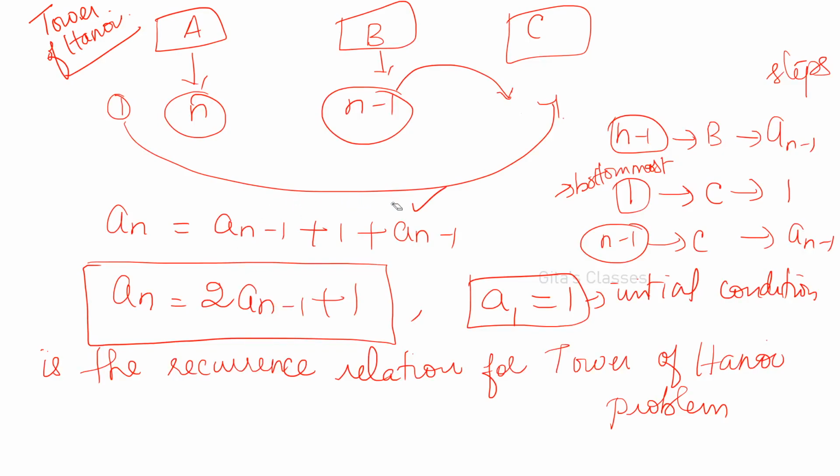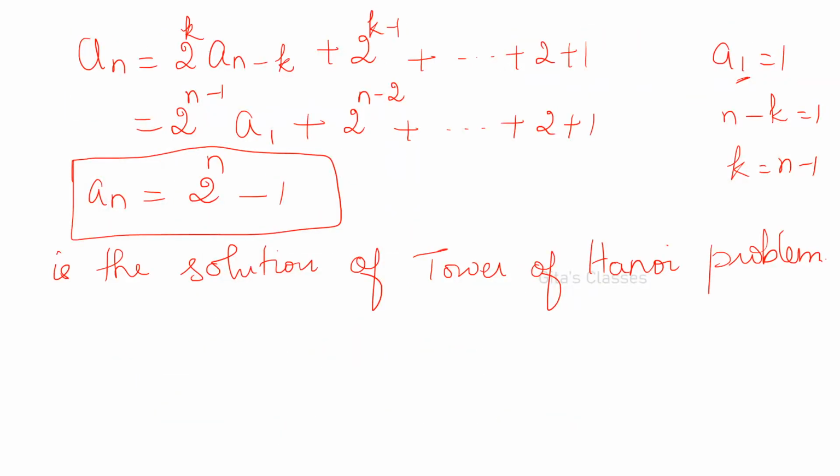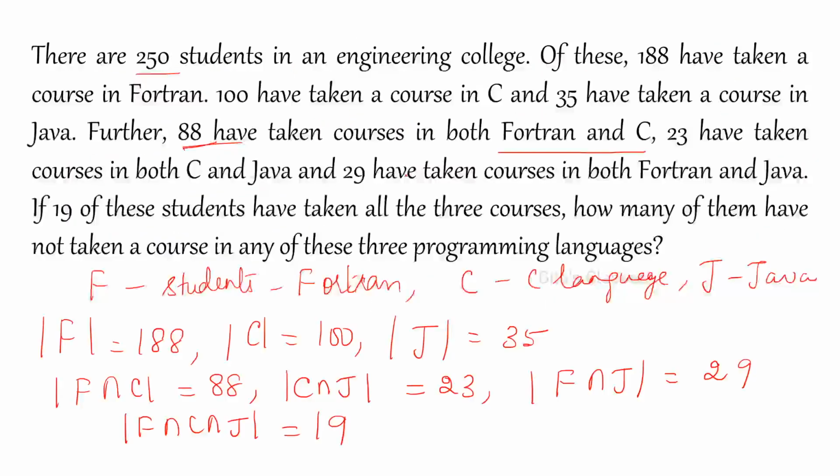So the recurrence relation for the tower of Hanoi problem is a_n = 2a_(n-1) + 1, with the initial condition: for 1 disc, you directly take it and transfer it to C, therefore a_1 = 1. We have solved this tower of Hanoi problem also. The solution is a_n = 2^n minus 1. That is the minimum number of transfers. If you want to transfer all the discs, with n discs there, how many steps will it take? The minimum number of steps to transfer the discs is 2^n minus 1. Okay, and this is the solution.